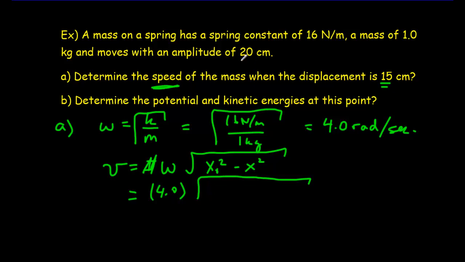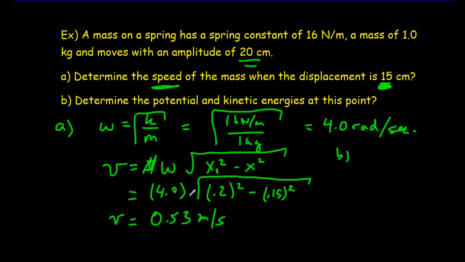So my amplitude was 20 centimeters, so 0.2 meters. You've got to square that and then subtract off the particular displacement, which is 0.15. Square that. Work that all out and you should get about 0.53 meters per second for your speed. And then in part B, you're asked for the potential and kinetic energies at that same point.